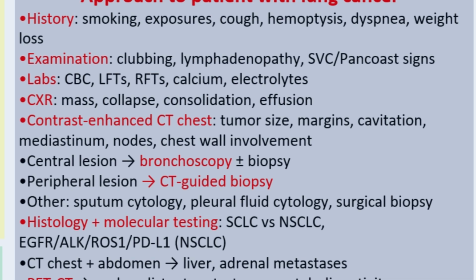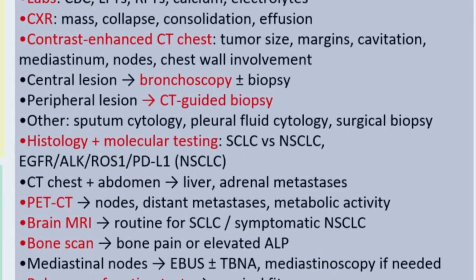Then we can do a brain MRI, and this one is routine when you have small cell lung cancer. Or if you have symptomatic non-small cell lung cancer, then we can do a bone scan when you have bone pain or elevated ALP. And when you have mediastinal nodes, you can do an endobronchial ultrasound and mediastinoscopy if needed. We can do pulmonary function tests.